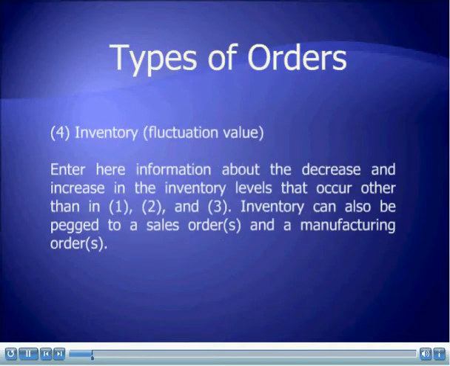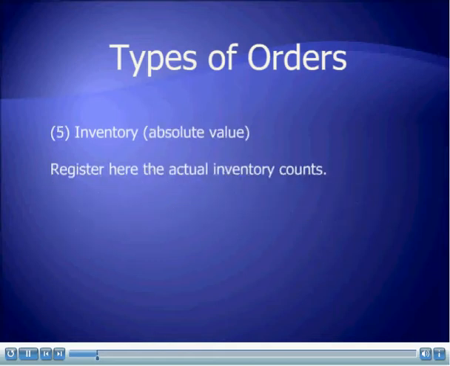4. Inventory fluctuation value. Enter here information about decrease and increase in the inventory level that occur other than 1, 2 and 3. Inventory can be pegged to a sales order and a manufacturing order. 5. Inventory absolute value. Register here actual inventory counts.